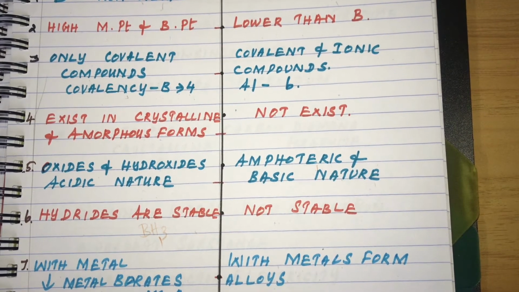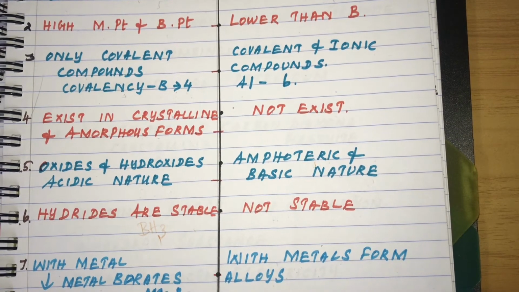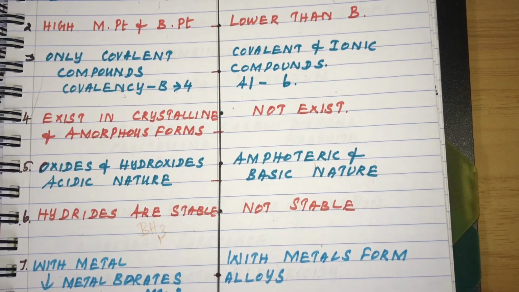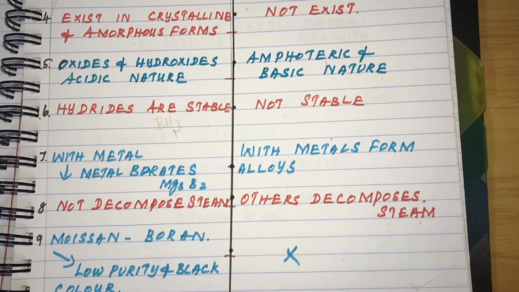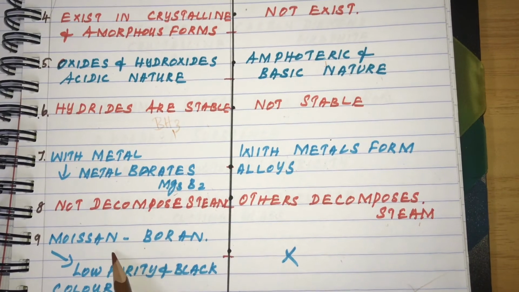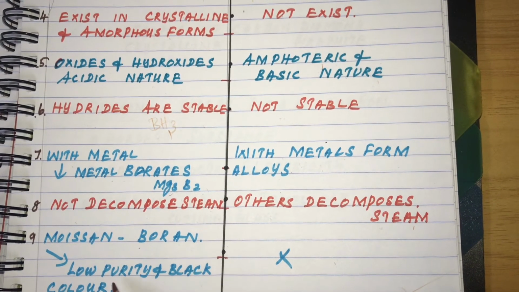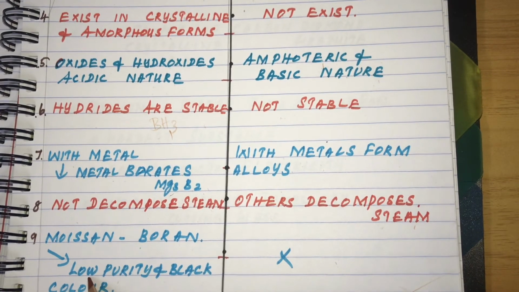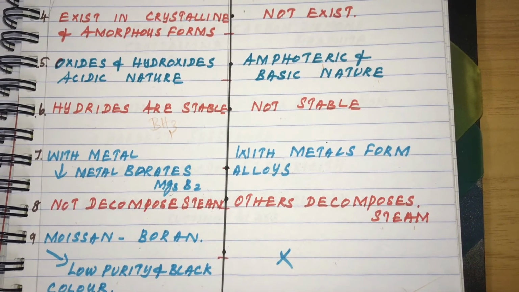Next is moissan boron. This is another state of boron. It is of low purity and black in color. That is not possible in the case of other elements.